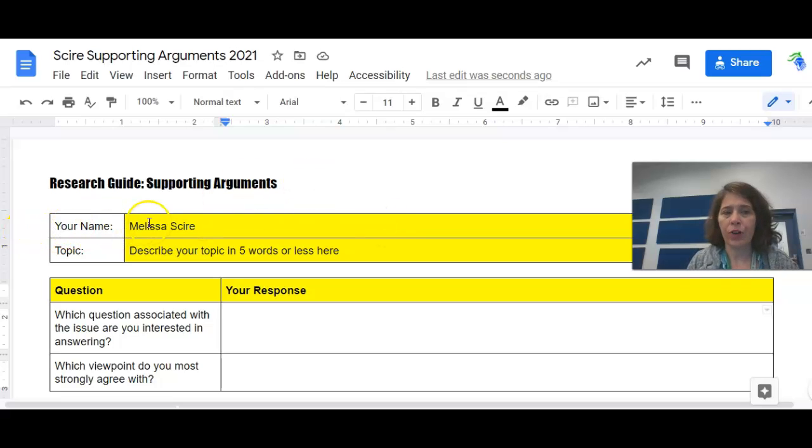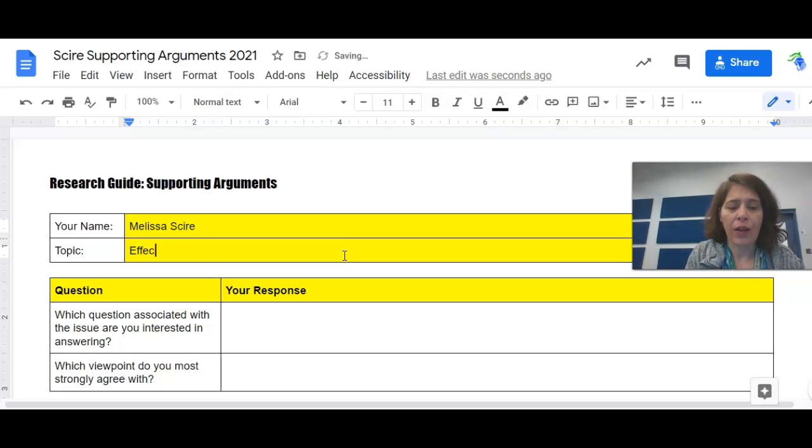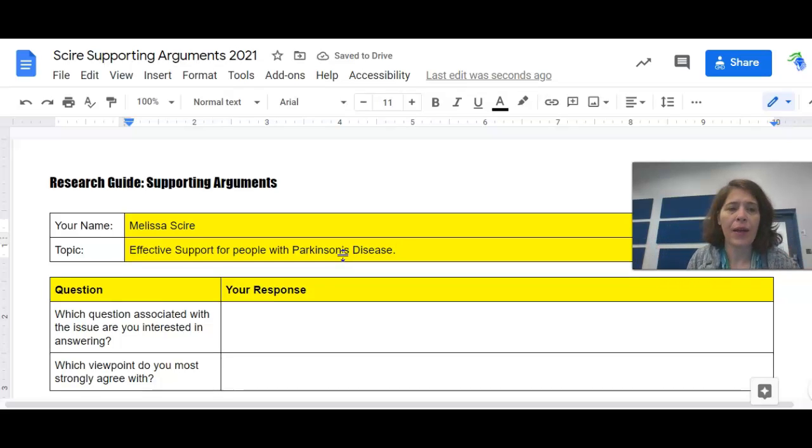So first, put your name in the top. Then describe your topic in 5 words or less here. So remember, I'm doing mine on Parkinson's. So I'm going to go with effective support for people with Parkinson's disease. That's just like the general idea of my topic, okay?